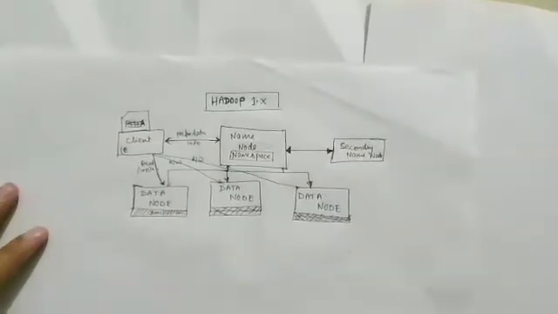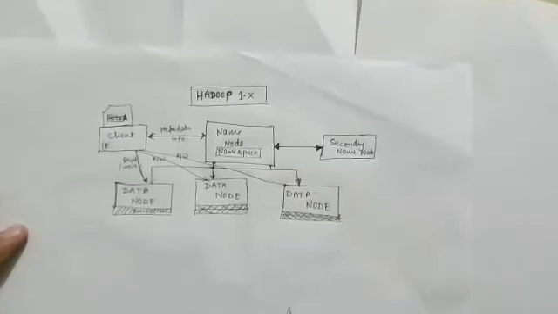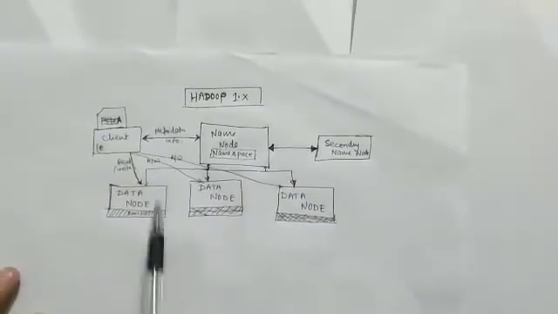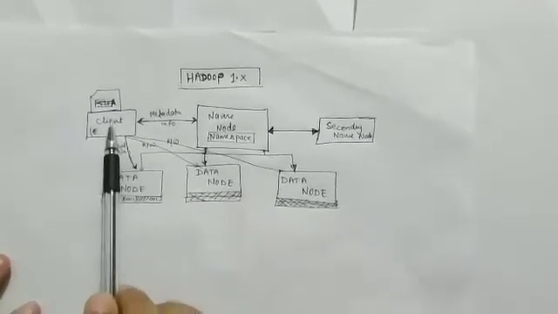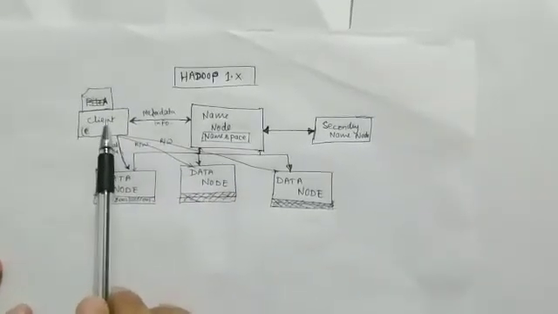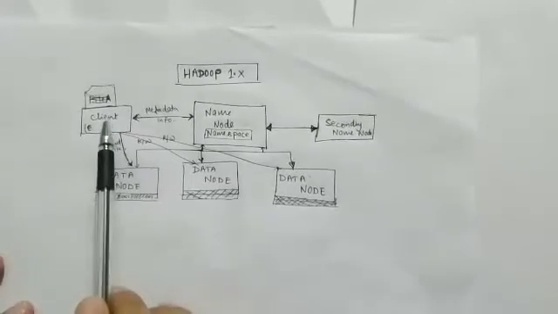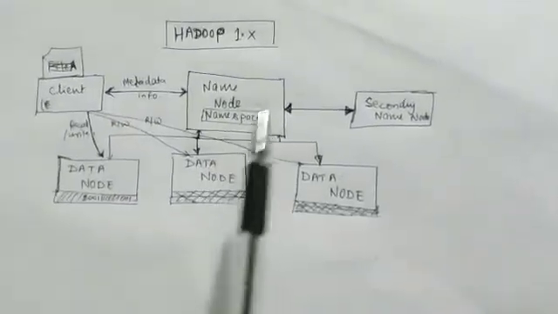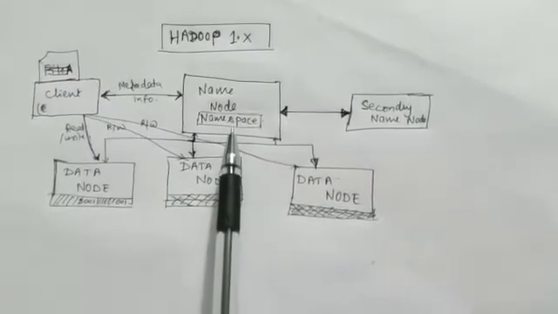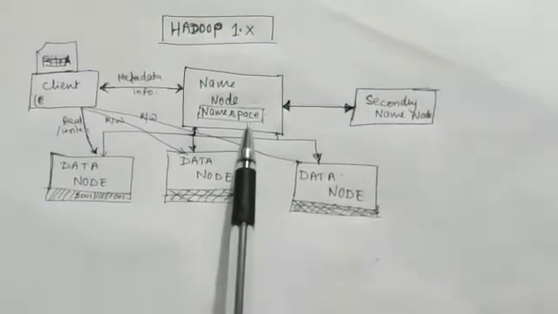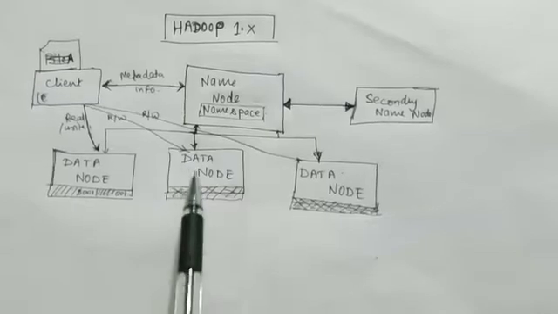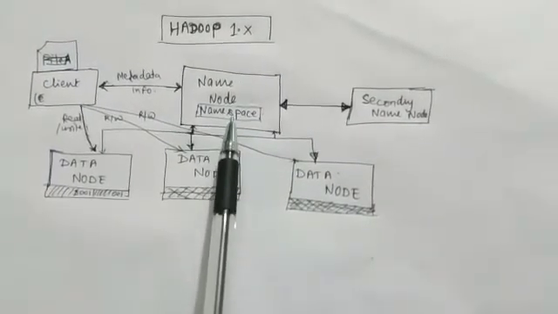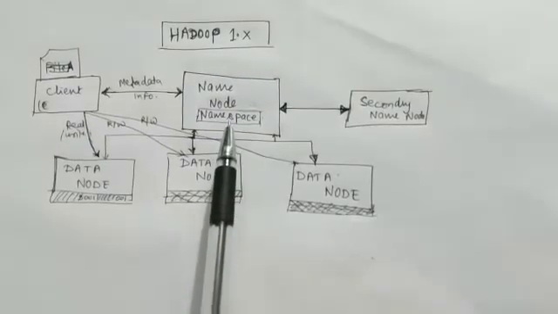Now I will explain the HDFS architecture of Hadoop. Let's say we have one client which wants to store data in data nodes. So what does the client do? The client will ask the name node. So what does the name node do? The name node will have a namespace. The namespace will contain the metadata information of all the data stored on the data nodes. Each name node will have only one namespace.